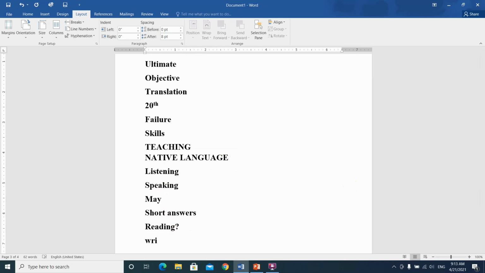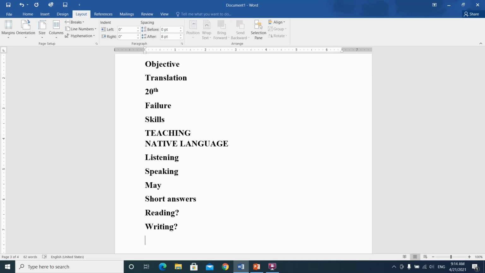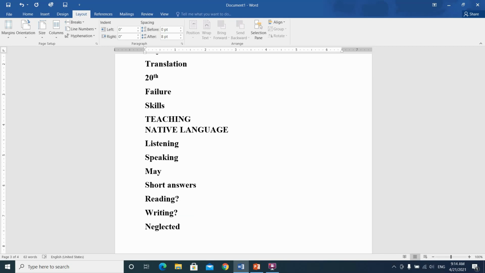What about writing? There is no writing as well. The only writing exercise done by the learners is translation. So if we evaluate the method, it is a big failure. Why big failure? Because all the 4 skills are neglected. No listening, no speaking, no reading, no writing.